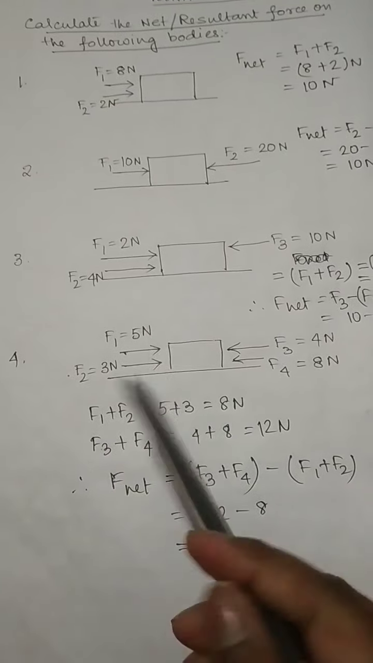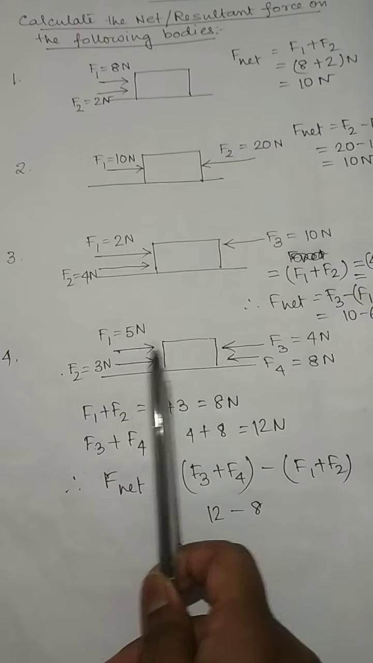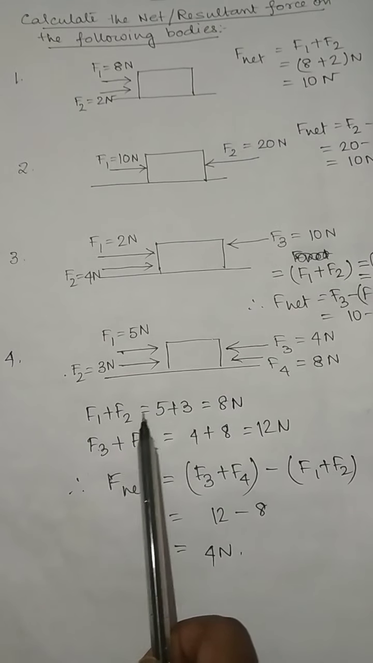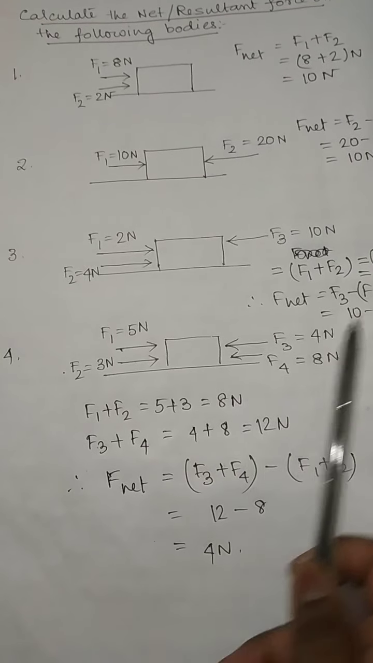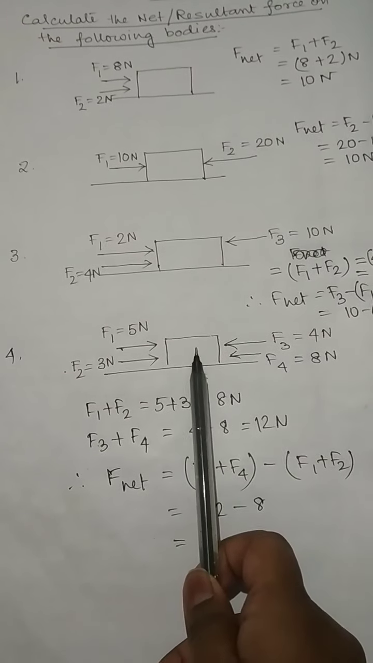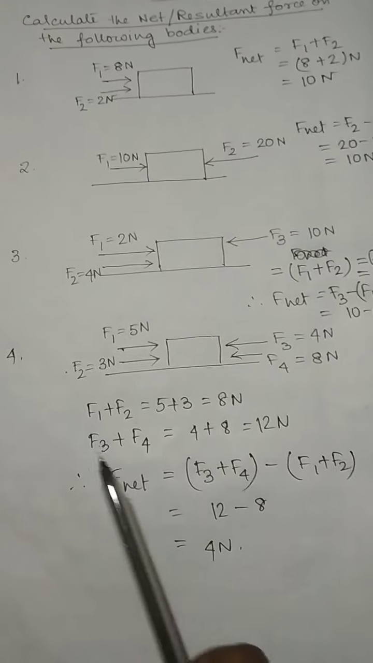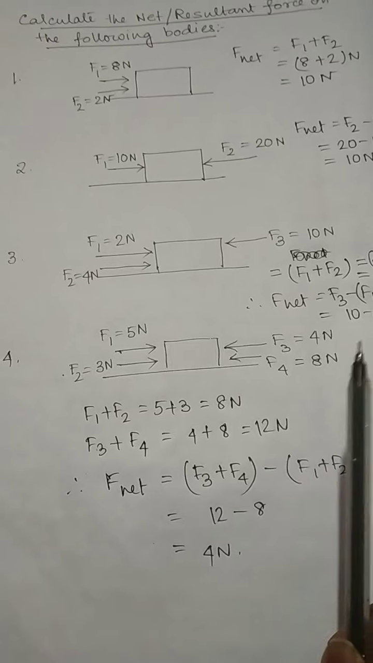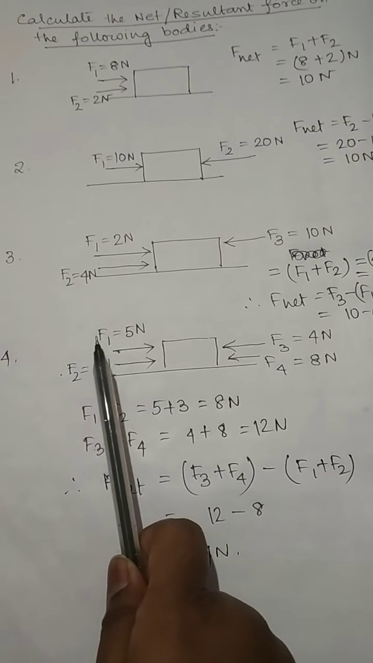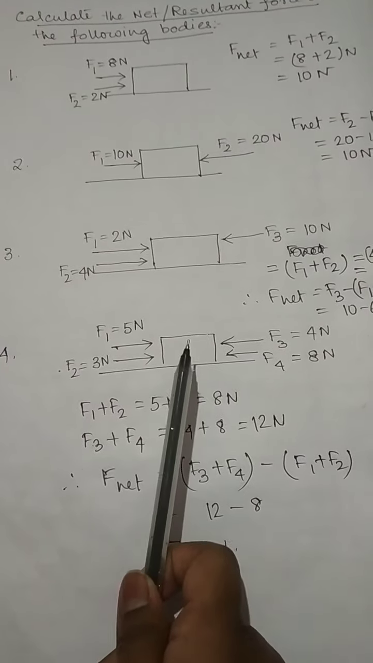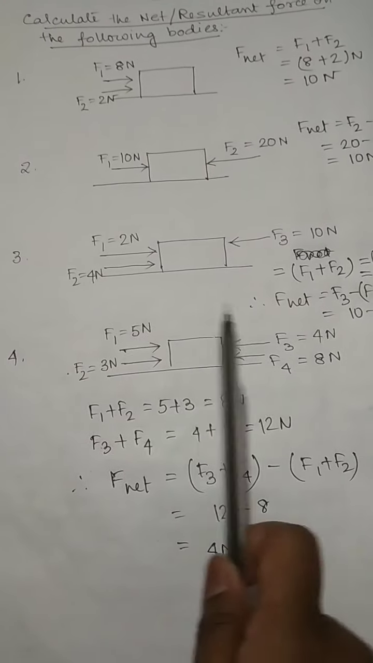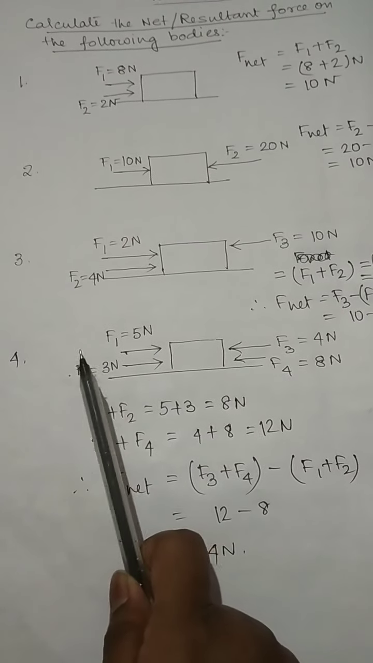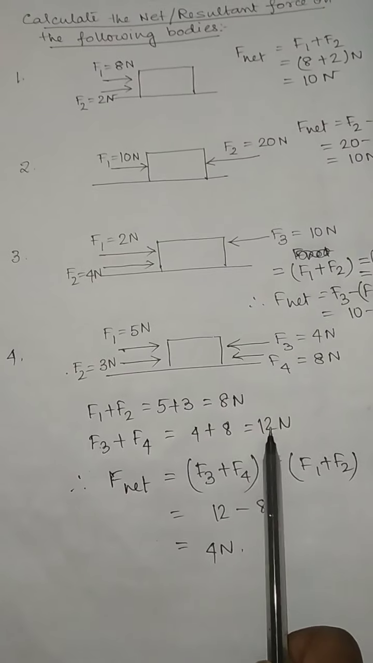Now again, as you know, F1 and F2 are in the same direction, so we have to add them. Hence F1 plus F2 is 5 plus 3, 8 Newton. Again F3 and F4 are in the same direction, so again we have to add them. F3 plus F4 is equal to 4 plus 8, that is equal to 12 Newton. Now we know the resultant force in the left direction and in the right direction. To find the net force on this body we need to subtract these two net forces, that means 8 and 12 Newton.